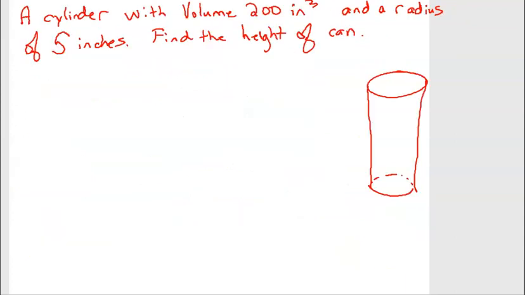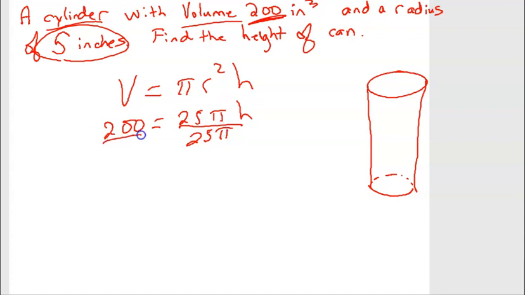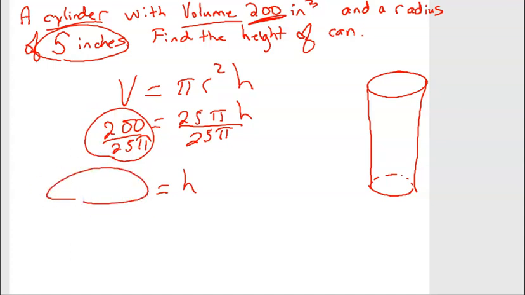All right, this one right here, you know the volume of a cylinder, pi r squared h. And I know the volume is 200. It says that right there. The radius is 5, so 25 pi h. And then we're just going to divide by 25 pi. And then just plug that into your calculator. And it doesn't say, but typically we would want to round to 2 decimal places.